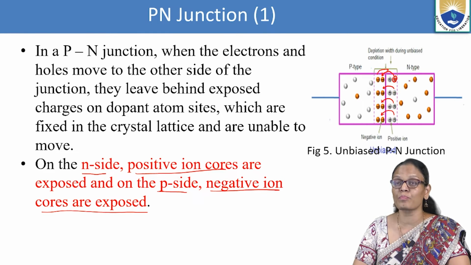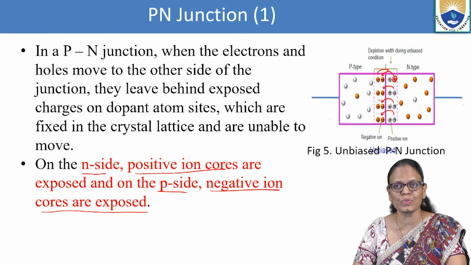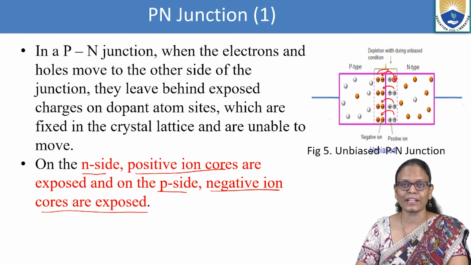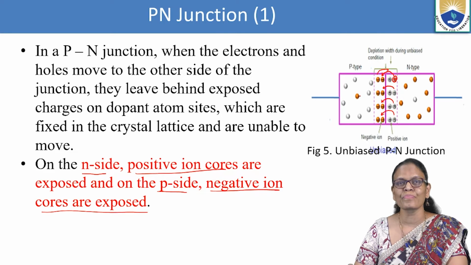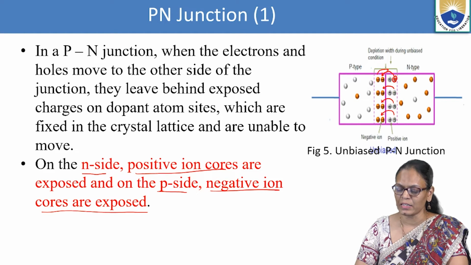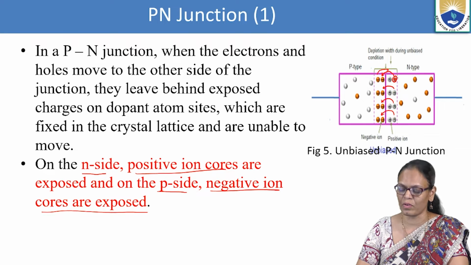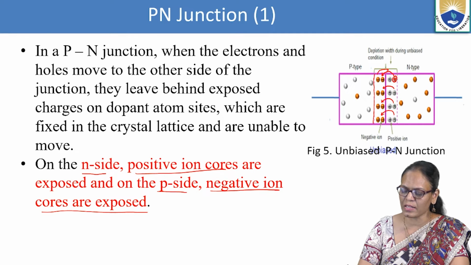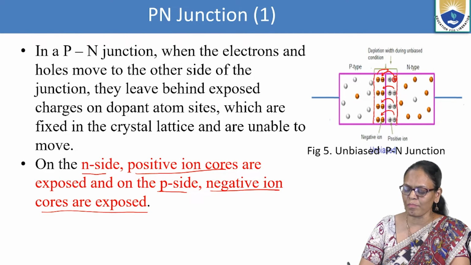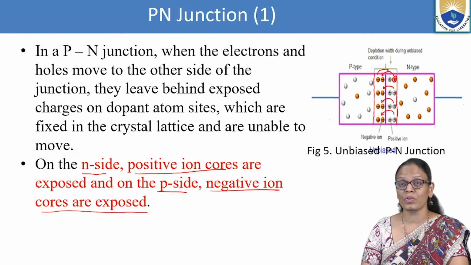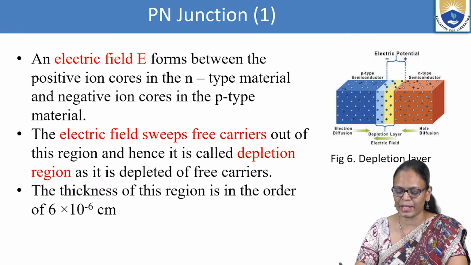Because of the diffusion of charges, that is electrons from the N side onto the P side and holes from the P side onto the N side, they leave dopant sites, positive and negative ion sites, and we call them immobile ions. So this region is now having only immobile ions. Now what happens when there are immobile ions?